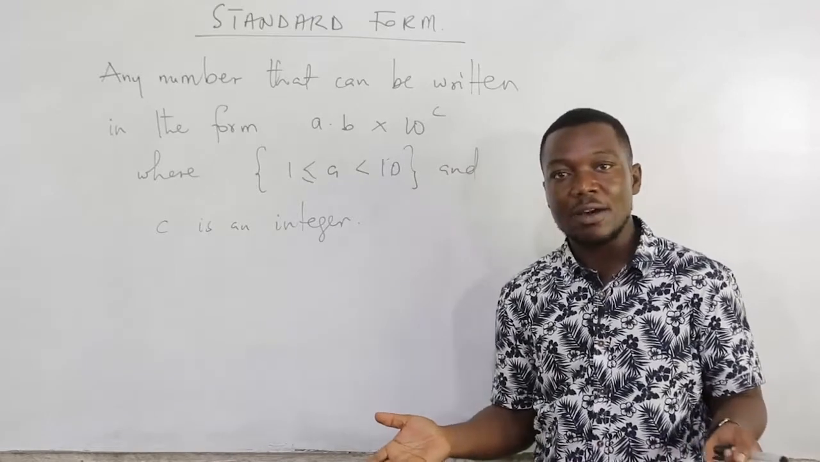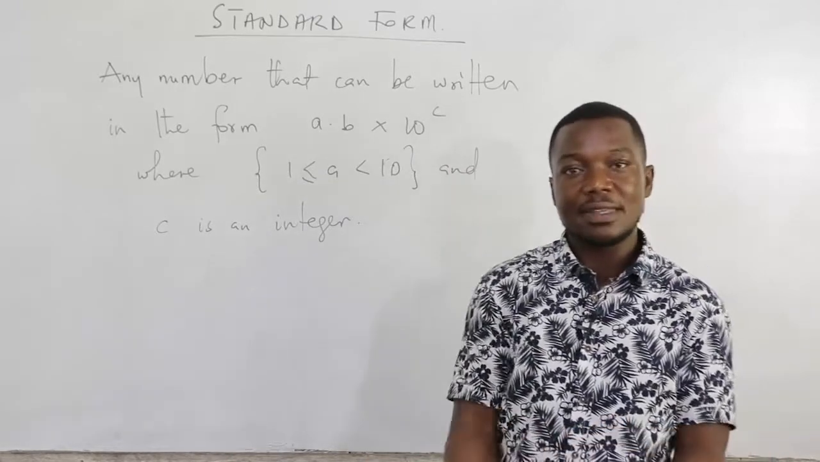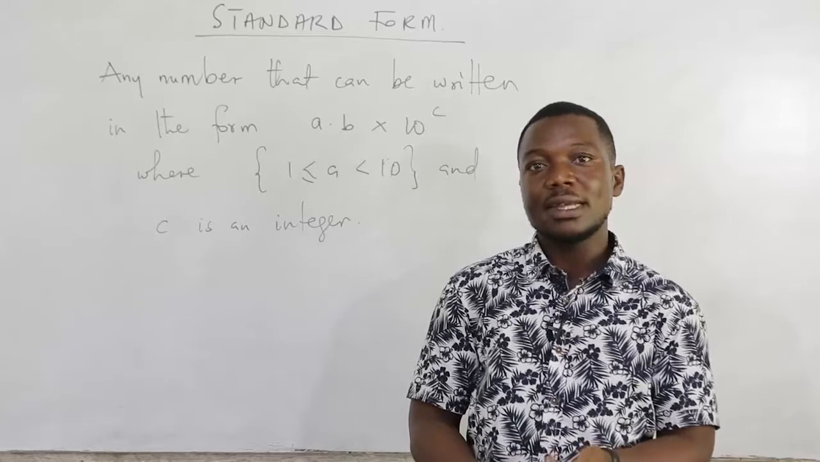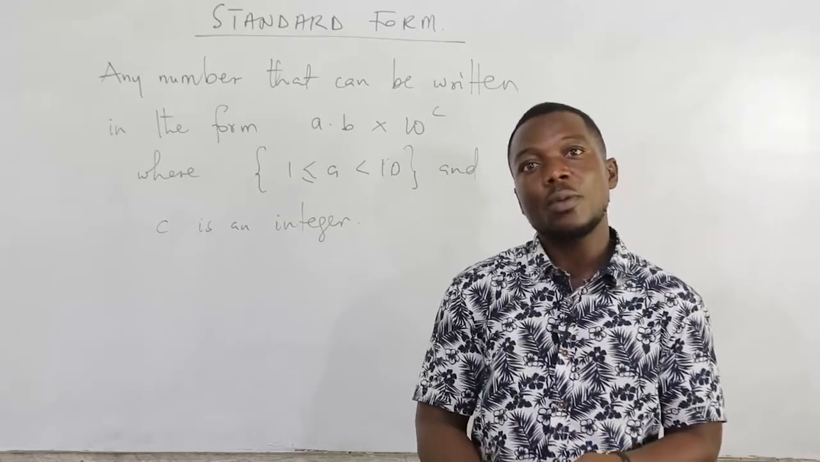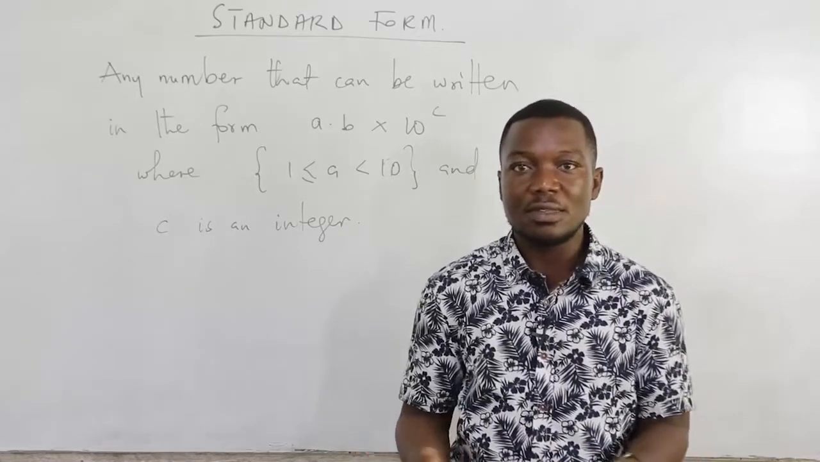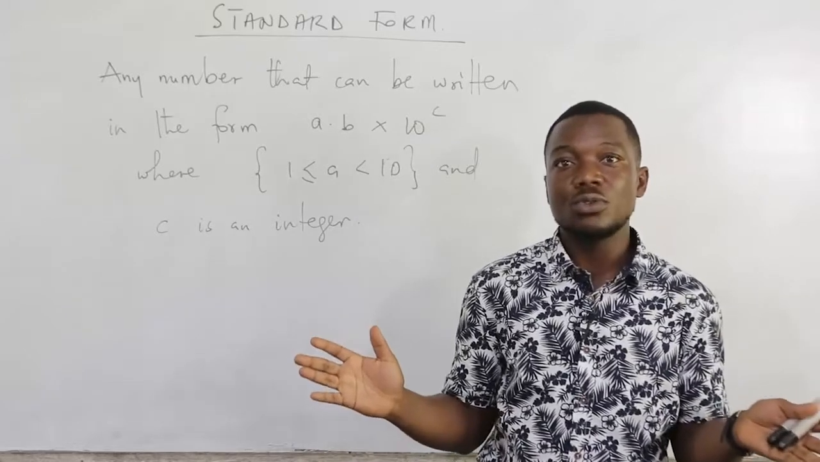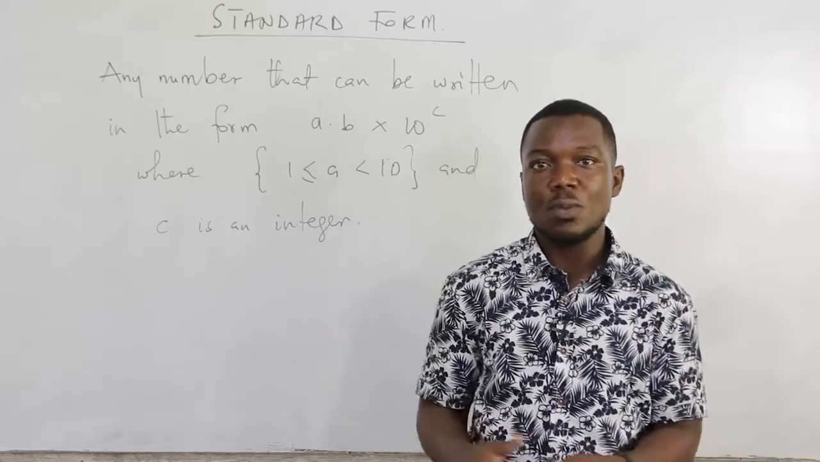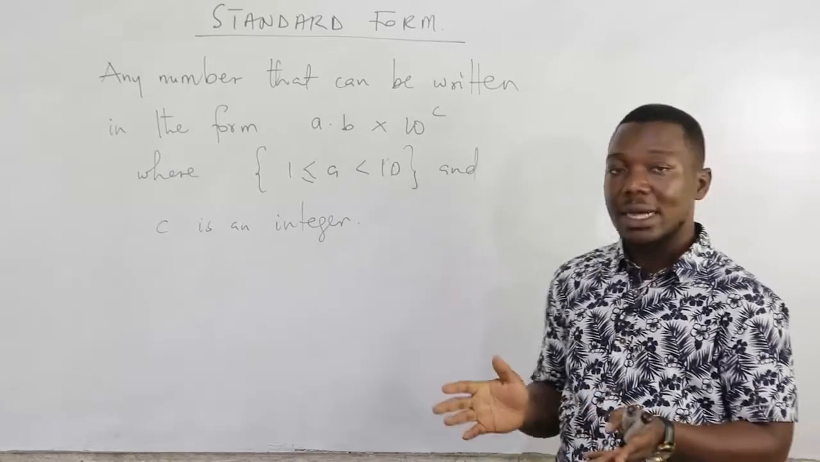What's an integer? We have positive, negative, and 0. So any number that is negative, 0, and all positive numbers are what we call integers. So for every number, we should be able to write it in a standard form. Now, we are going to look at the concept.